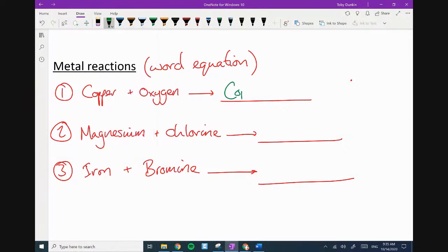So this is going to be copper. Now, just to mention Roman numerals, in this case, it's going to be copper 2 oxide, but don't worry about it if you haven't got it yet, because we haven't got quite that far yet with formulae. But copper oxide is correct.